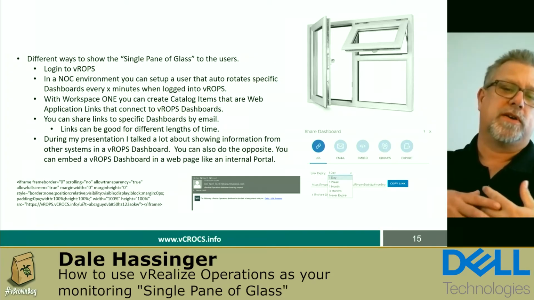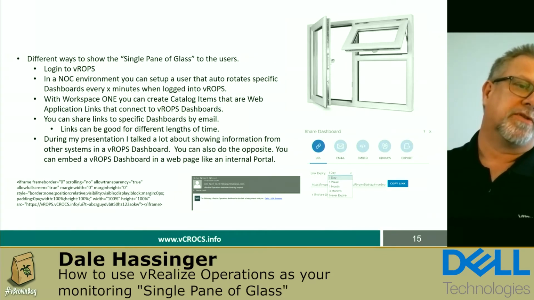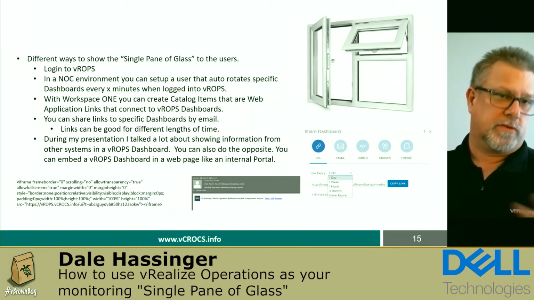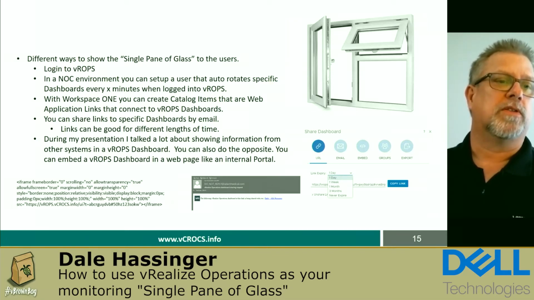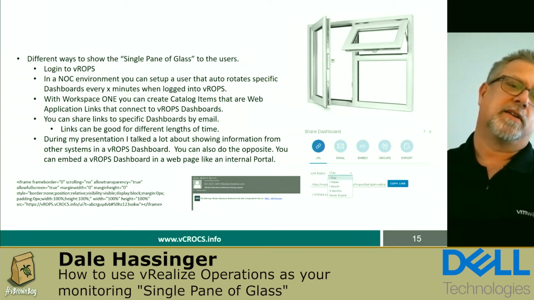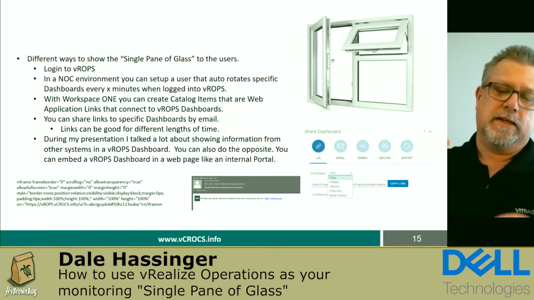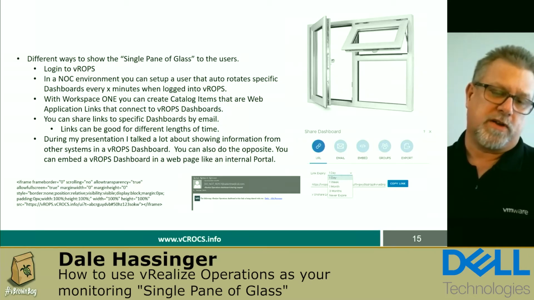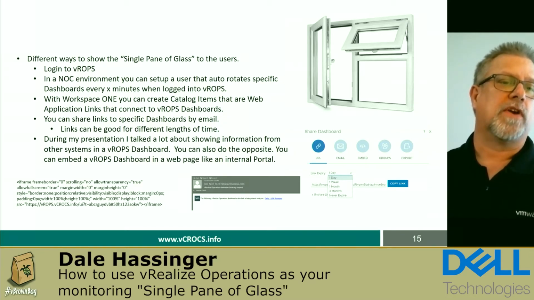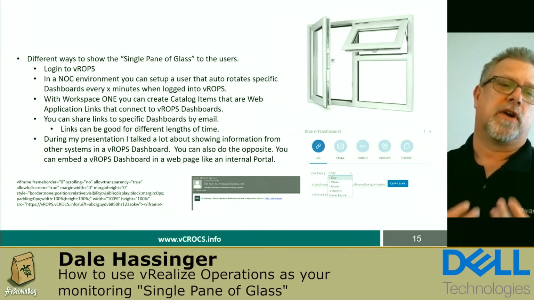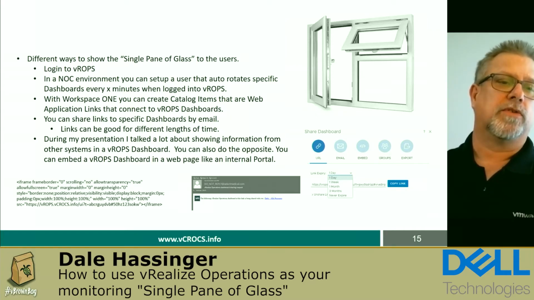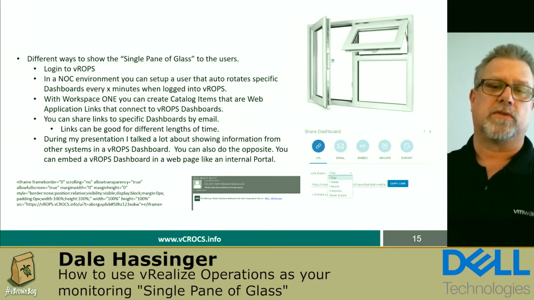So there are also many ways to show this information to your users. You can set them up as a user that they would sign into vRealize Operations directly. And in a NOC environment, if they sign in as a specific user, what you can do is give a list of which dashboards you would want to display, have them auto-rotate, say what's going to display next, and set a time on there. If you have Workspace 1 in your environment, you can create catalog items that link to dashboards. And if you just want to send somebody a quick link by email, you could do that.